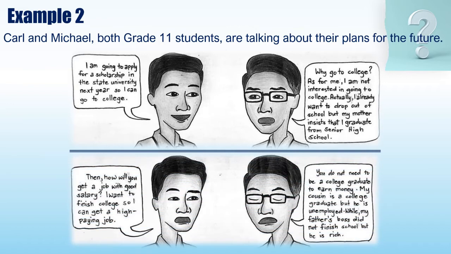Carl answered, "Then how will you get a job with good salary? I want to finish college so I can get a high-paying job." To which Michael answered, "You do not need to be a college graduate to earn money. My cousin is a college graduate, but he is unemployed, while my father's boss did not finish high school, but he is rich."